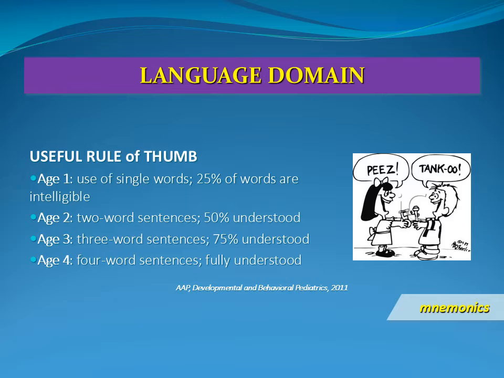Other mnemonics would include the following. By age 1, the child is able to use single words, or 25% of words are intelligible. At age 2, 2-word sentences, 50% of those are understood. By age 3, 3-word sentences, 75% understood. Whereas at age 4, 4-word sentences are fully understood.